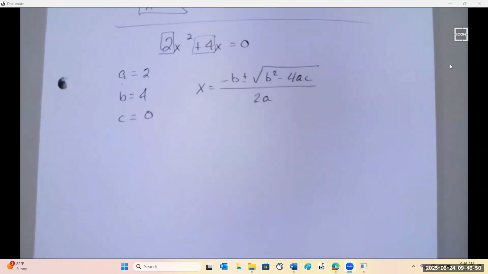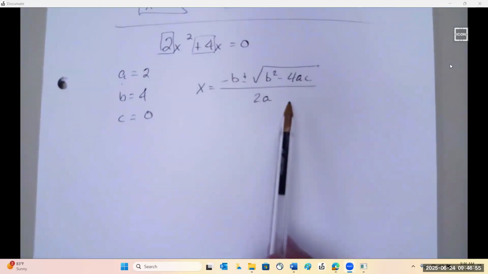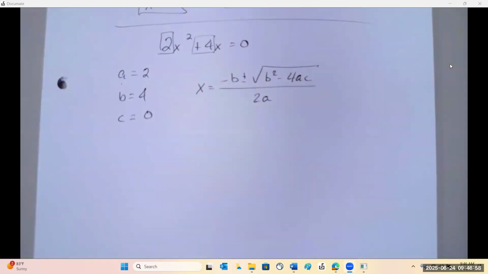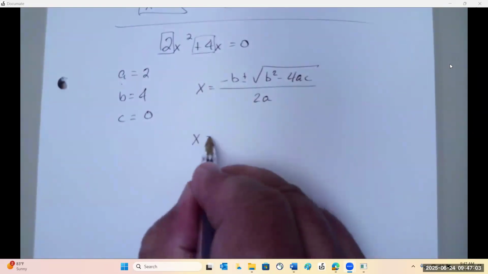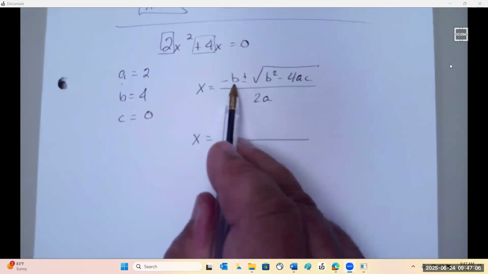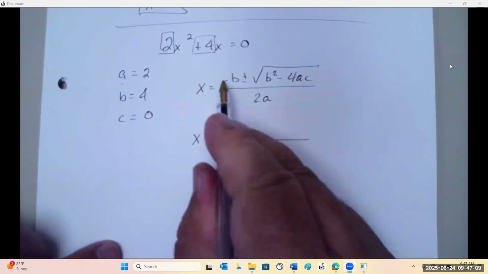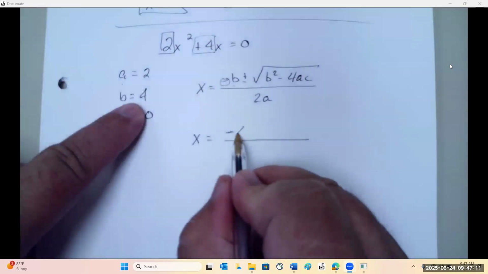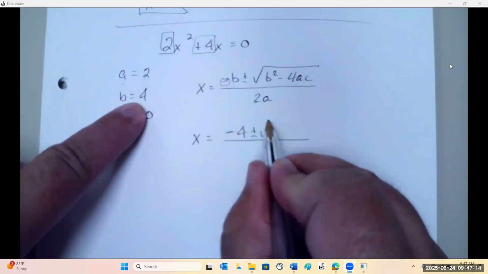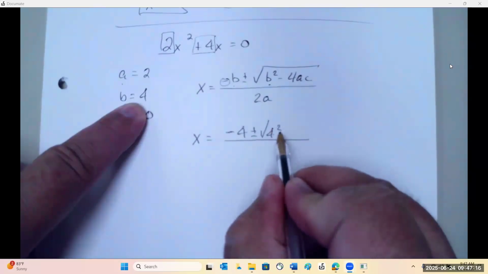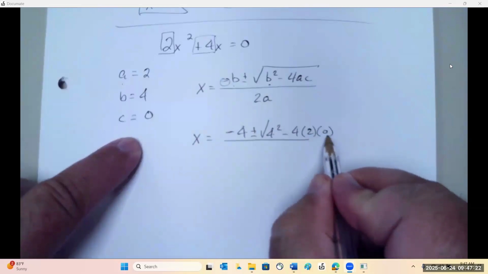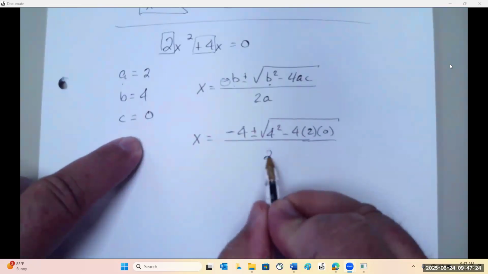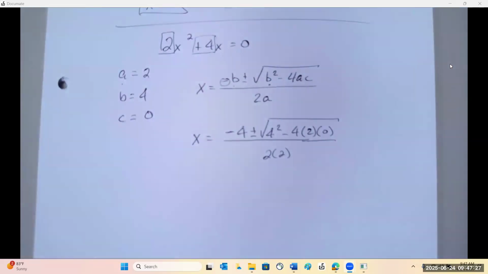I know you won't do it, but again, to minimize your chance of mistake, always start off writing the formula down. Don't start plugging in the numbers in the equation. Put it down first, and then start plugging stuff in. So what's B? There's the negative. B is 4. B is 4 squared. 4, A is 2, C is 0, over 2A, which is 2 times 2.